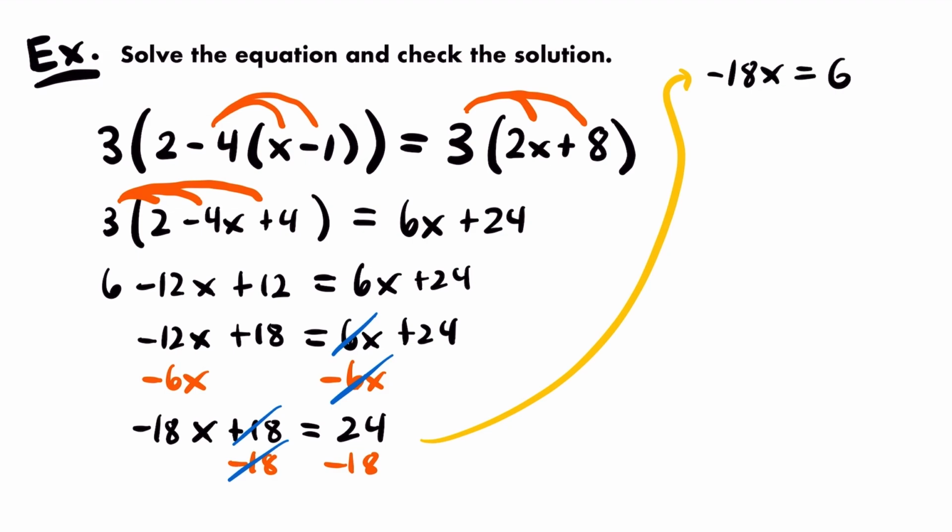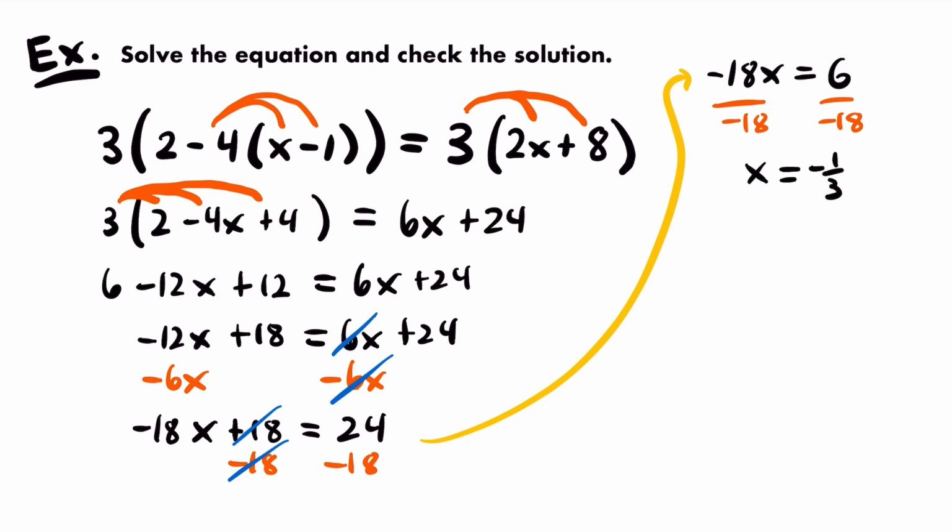Now finally, the last step to solve for x is to divide both sides by negative 18, the coefficient of the variable. So if we do that here, dividing both sides by negative 18 will give us x is equal to negative 6/18, but that can be reduced. Both 6 and 18 are divisible by 6. 6 divided by 6 is 1. 18 divided by 6 is 3. So we get negative 1/3.